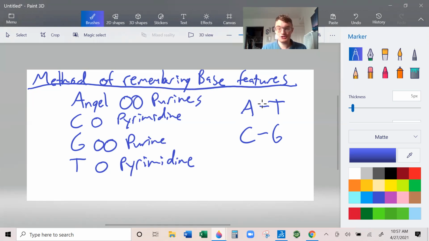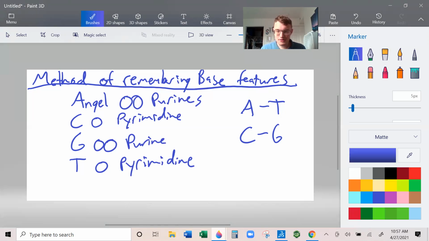So notice this is just the hydrogen bonds across the middle. Anytime you've got an A nitrogenous base on one strand, there must be a T on the opposite strand facing it. That's what that means. And anytime you've got a C on one strand, you've got to have a G facing it on the other side. So A and T, C and G.